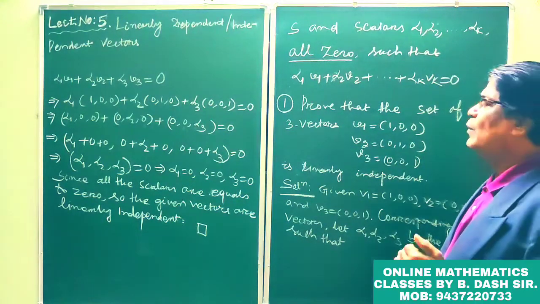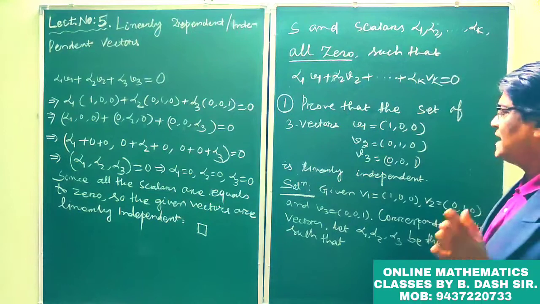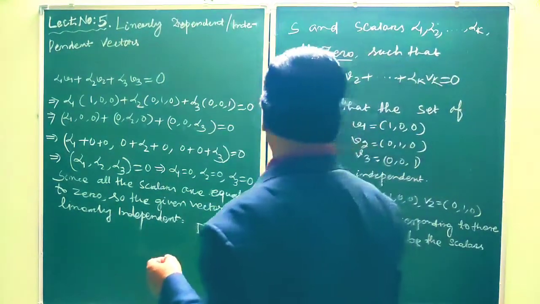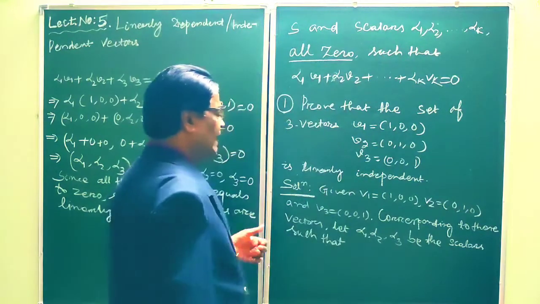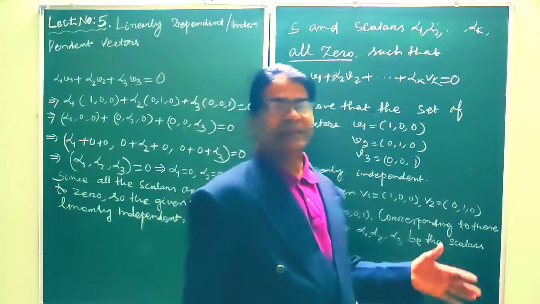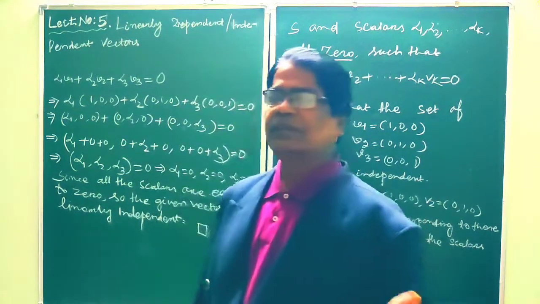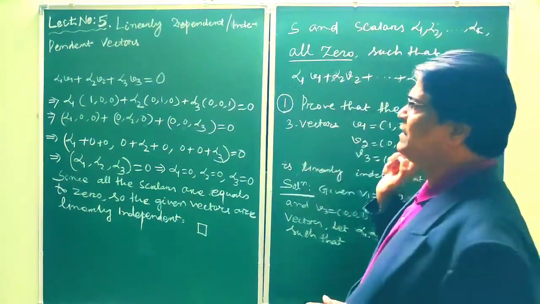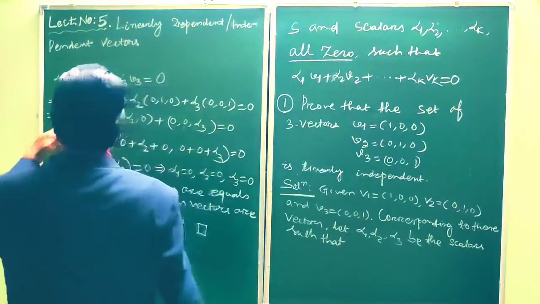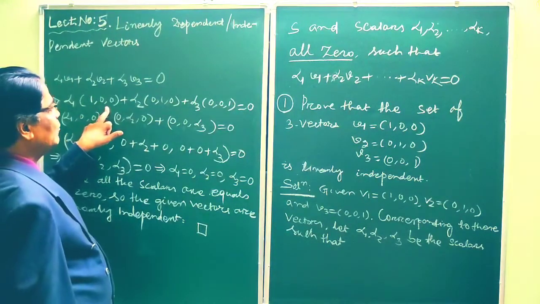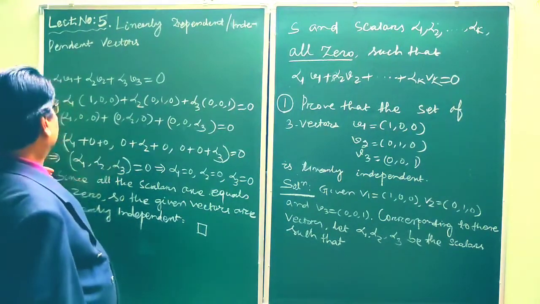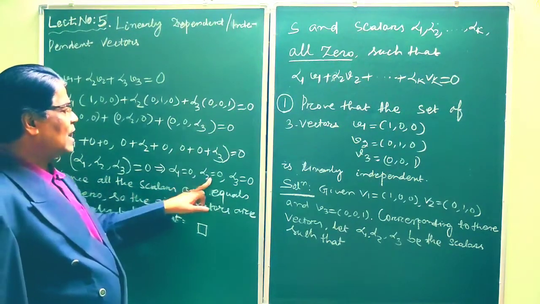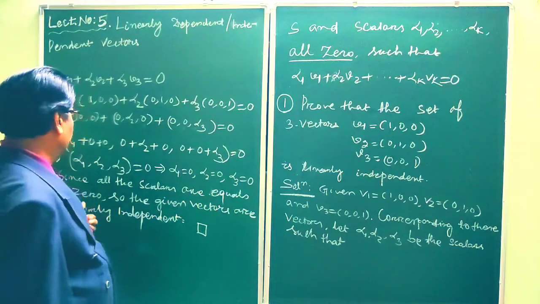So here the question is, V1 is equal to 1 0 0, V2 is equal to 0 1 0, V3 is equal to 0 0 1, and we have to prove that the vectors are linearly independent. Corresponding to these three vectors V1, V2, V3, we have taken alpha 1, alpha 2, alpha 3, three scalars, so that the linear combination alpha 1 V1 plus alpha 2 V2 plus alpha 3 V3 is equal to 0. Now putting the values of V1, V2, V3, then after simplifying we are getting alpha 1 is equal to 0, alpha 2 is equal to 0, alpha 3 is equal to 0.